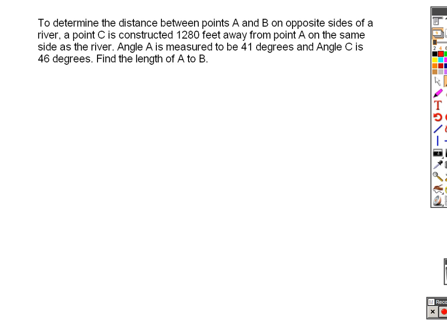First one, we want to determine points on the opposite side of a river. So again, all we want to do is draw the picture. That's the toughest part of any of these problems. They're saying point A and point B are on opposite sides of a river. They want to know in the end the distance between them. To do it, they found a point on the same side as A and called it point C.